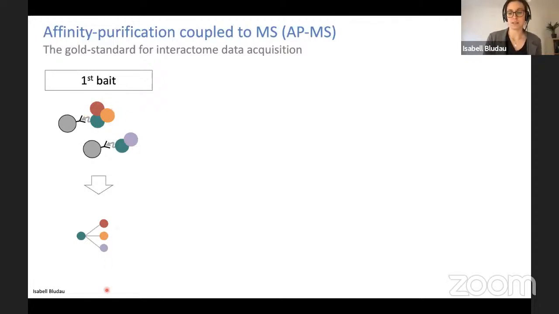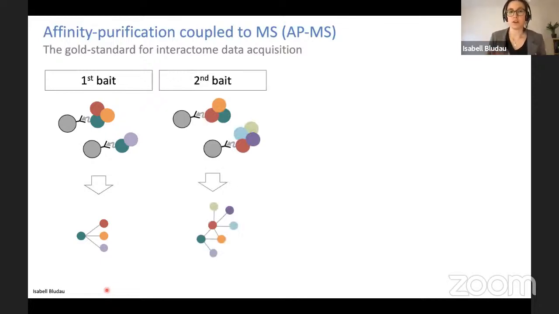So to resolve this, you would actually need to do an orthogonal reciprocal pull down on a second bait, here now indicated with this red protein. And by using the second bait, you can extend, first of all, your interaction network, but you will also already get some insights into modules in the interaction network.